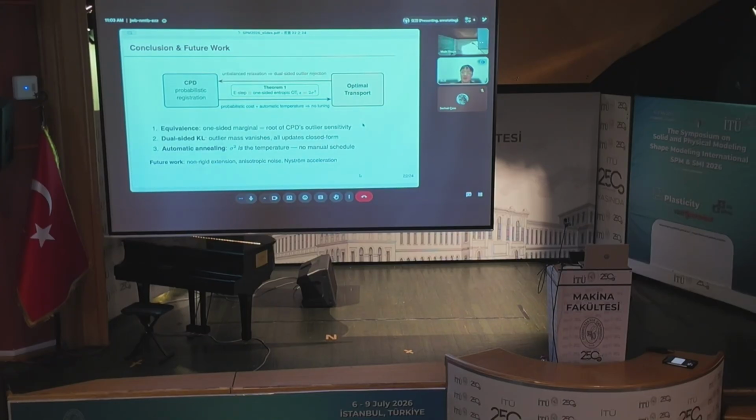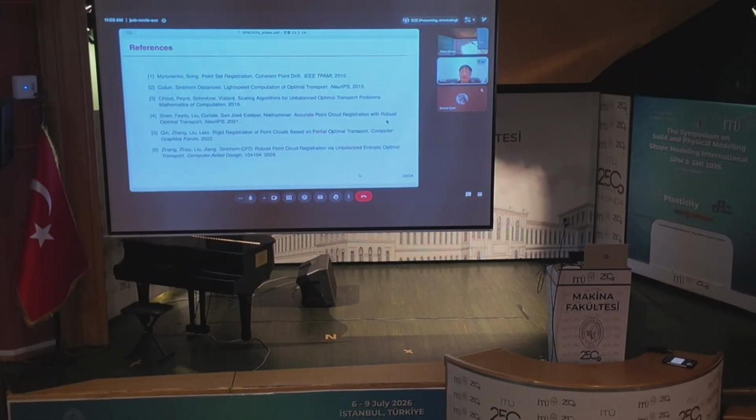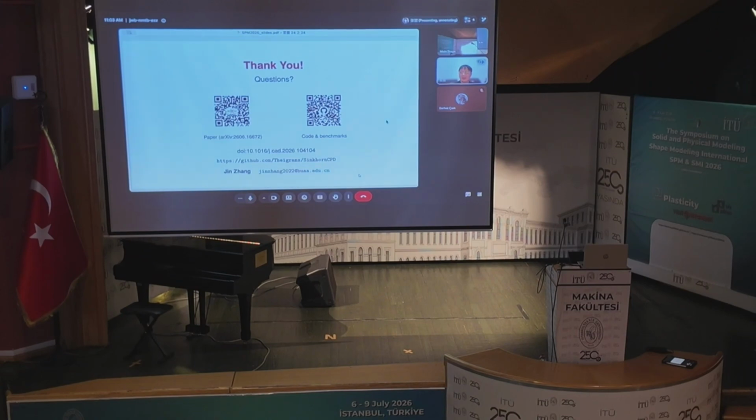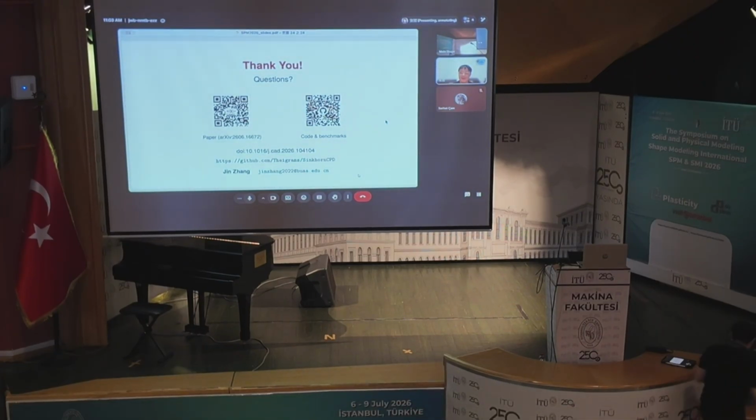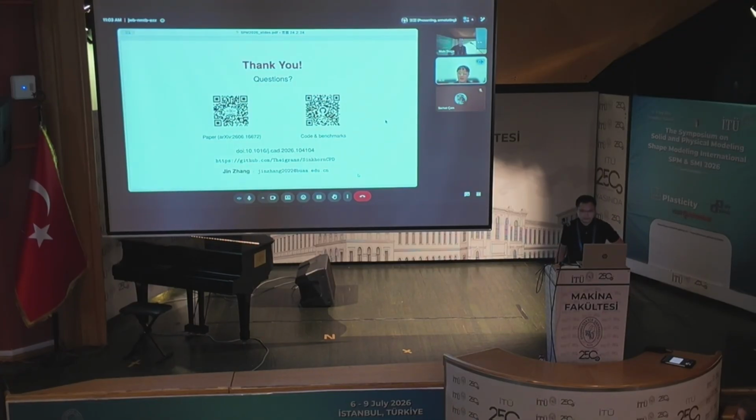In the future, we are planning to extend this method to non-rigid registration and to large point clouds. Now here is the main reference. That's all. Thank you very much. This is the paper link, and our code and our benchmark code are open on GitHub. You can see the QR code here. That's all. I am happy to hear your questions.